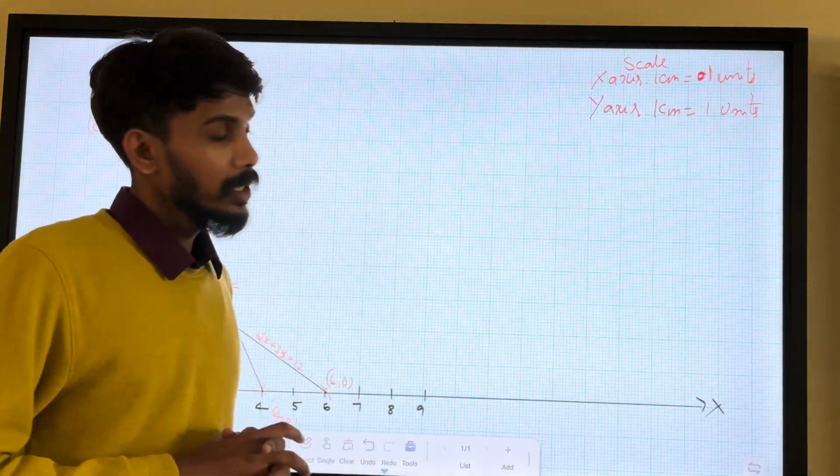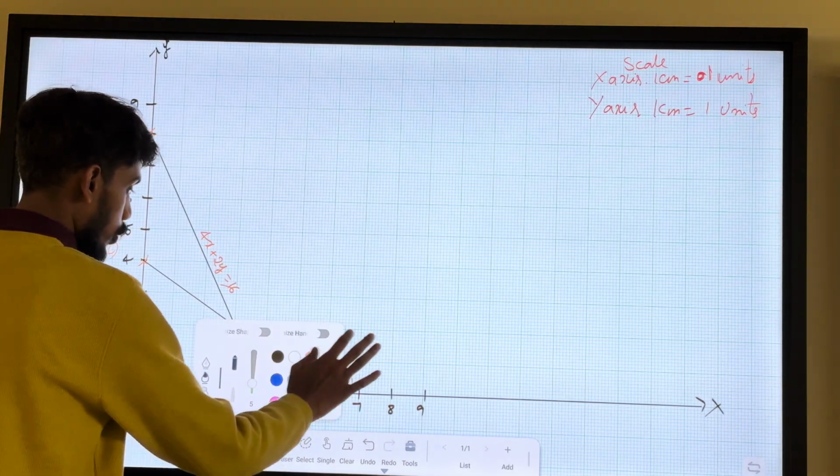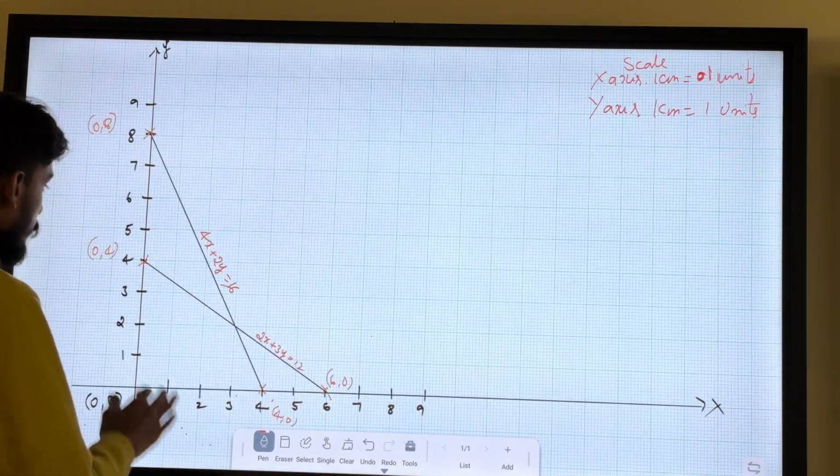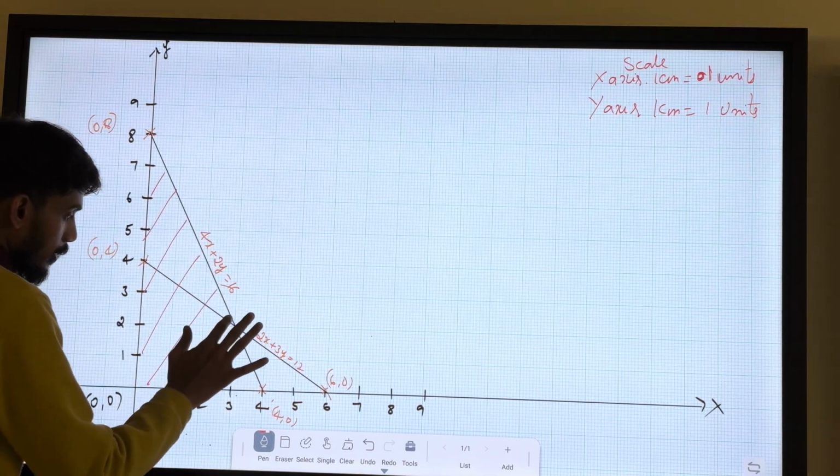So the first equation is less than or equal to, hence I am going to shade that region towards the origin. So this is how it looks.